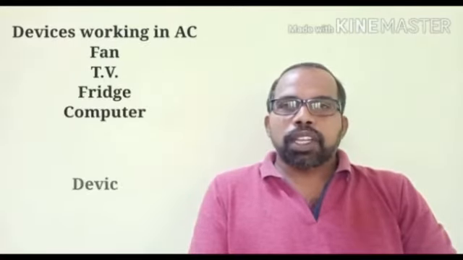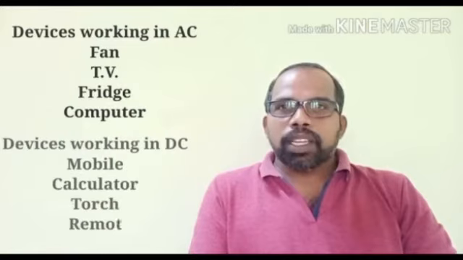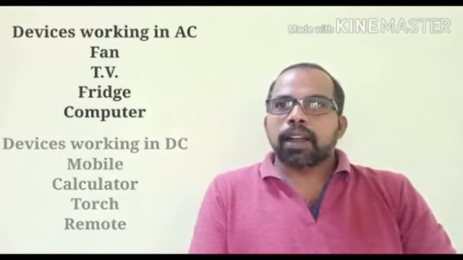As you know, the electricity we get in our home is AC, but many devices work on DC. Most of the devices that work only on DC work by converting AC into DC. A mobile charger is a device that converts AC into DC. So let's classify the devices known to us as those working on AC and DC. Examples of devices working on AC are fan, TV, fridge, computer, etc. And those working on DC are mobile, calculator, torch, remote, etc.